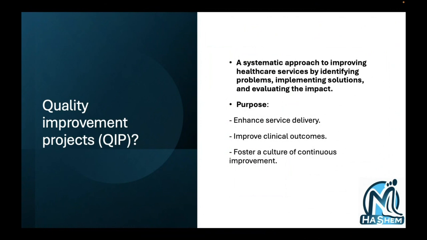So in quality improvement, you just go through a systematic approach to improve healthcare services. You try to identify your problems, implement solutions, and evaluate the impact of these solutions. Basically, with audit, you're just comparing what you do to the standard. We don't care whether what you're doing is right or wrong; we care that it is according to the standard. But with quality improvement, no. You run through what you're doing. You need to check if what you are doing is satisfactory, achieving what you aim for or not, and if not, why it's not achieving it, and then you start to improve it. The purpose again is to enhance service delivery, improve your clinical outcomes, and foster a culture of continuous improvement.